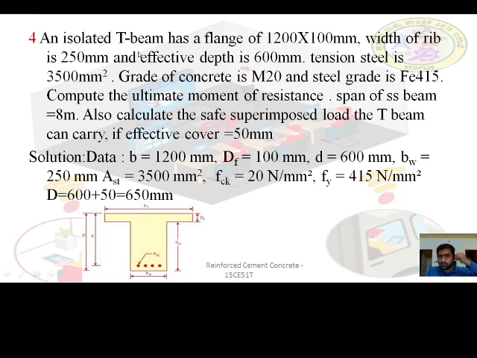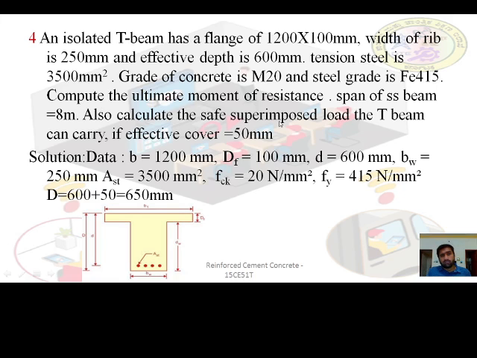Till now we solved the continuous slab. Here they have given directly an isolated T beam. The isolated T beam flange is 1200 mm by 100 mm. Here the actual width they have given is 1200 mm, and the width of the rib is 250 mm, which I have written here. The effective depth small d is 600 mm, tension steel is 350 mm square, grade of concrete is M20 and steel grade is Fe415.